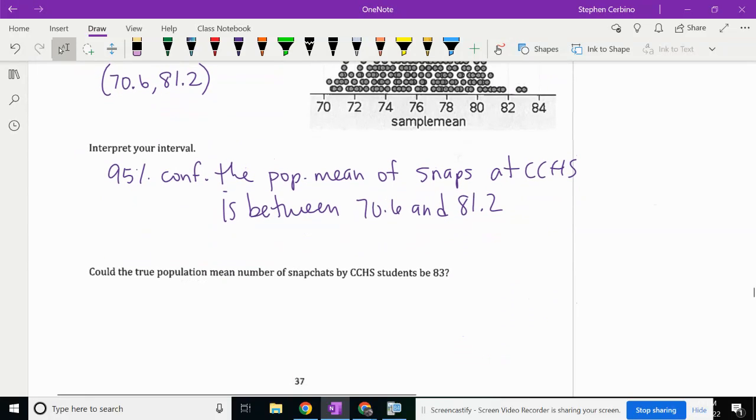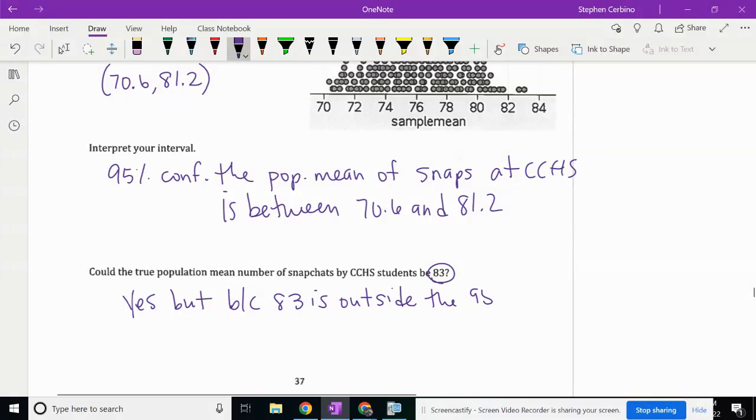And the last question, could the true population number be 83? The answer is yes, but because 83 is outside the 95% confidence interval, it is an unlikely population mean. It's not plausible. It's not something that I would expect to happen.